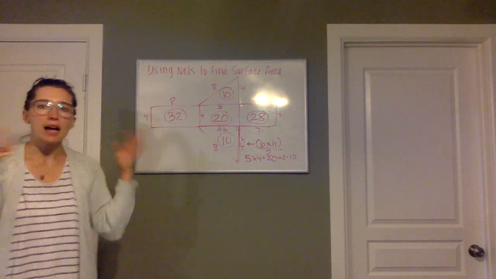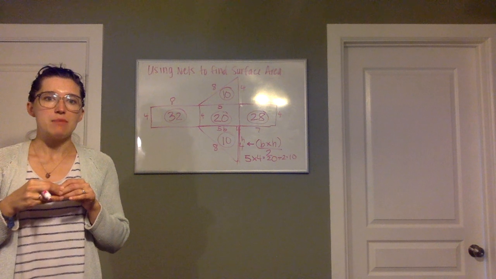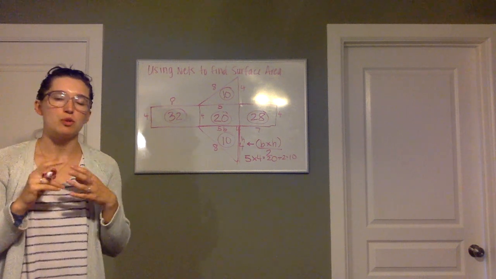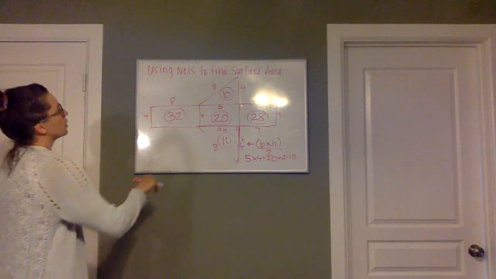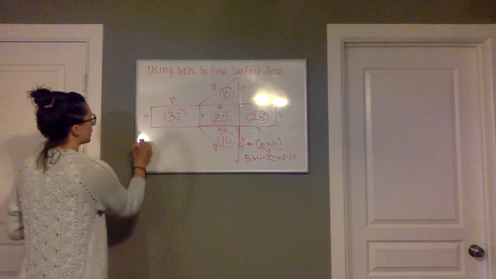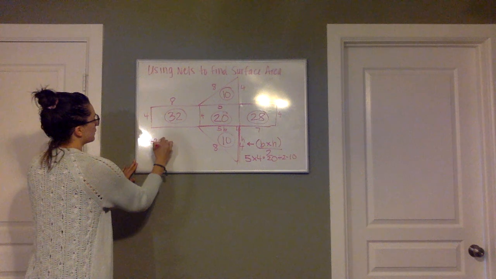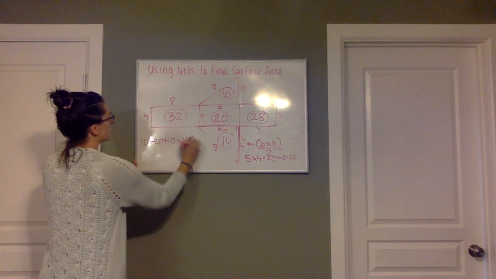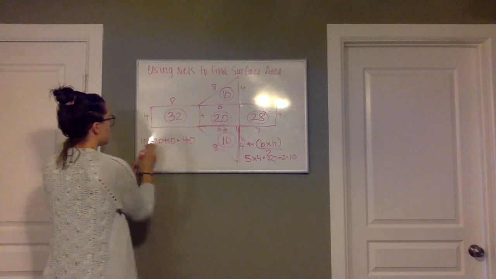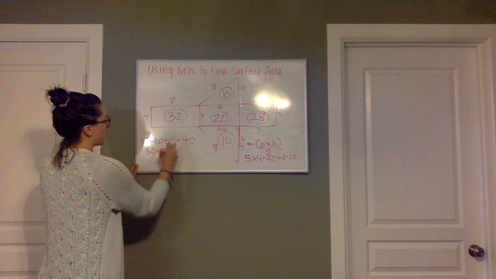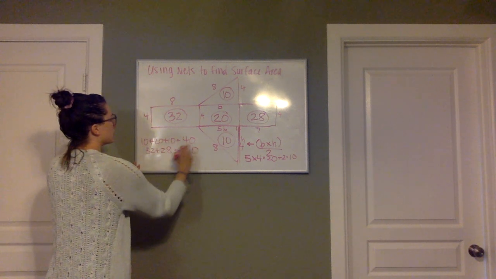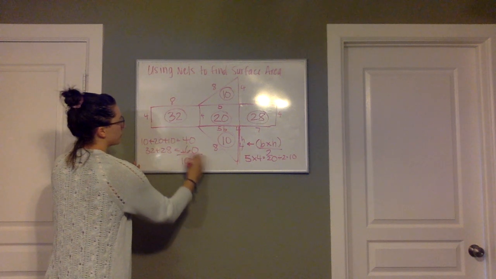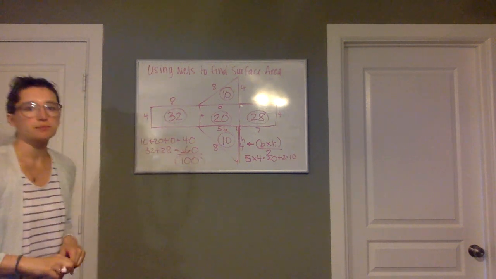So now I can combine all of these areas and make it into the larger value, which would be the surface area of the entire shape when it's folded together. So here I have 10 plus 20 plus 10, that's 40, and then 32 plus 28, 50 plus 10 more is 60. So together the surface area of this shape would be 100.